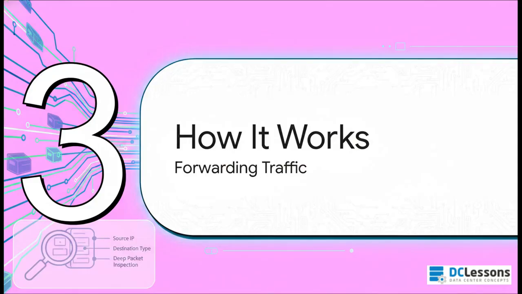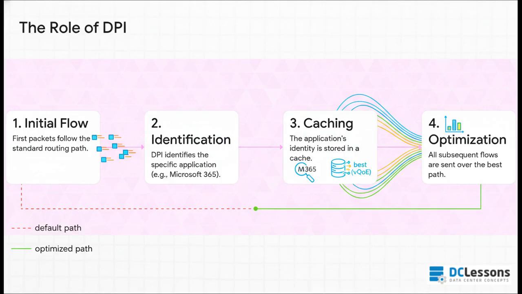Okay, so the system has the VQOE scores. It knows which path is the winner. Now what? How does it actually force the traffic to take that better route? Well, that's where a cool piece of tech called Deep Packet Inspection, or DPI, steps in. And the way this works is actually really slick.